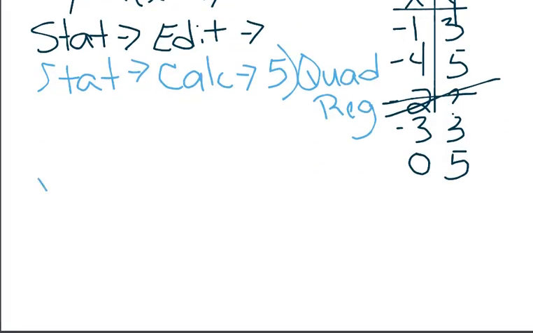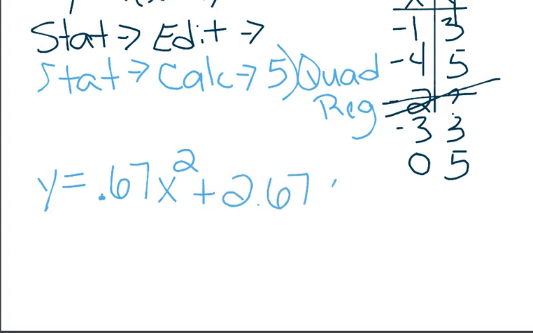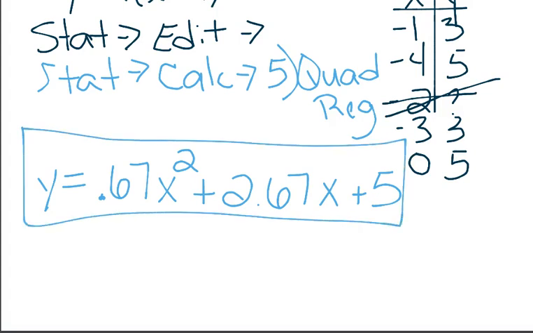Remember that your equations come out in standard form. So you're going to plug in the A, and I'm going to always round to 2 decimal places. So it's 0.67, rounded to 2 decimal places, x squared. I plugged in the A. Plus the B value is 2.67x. Plug in the C, plus 5. So that is my equation.